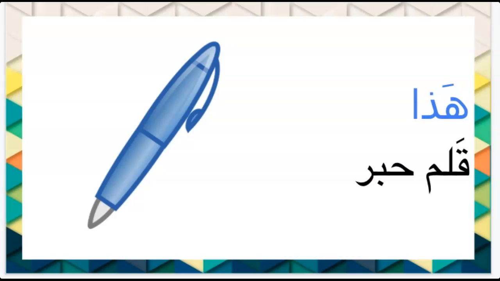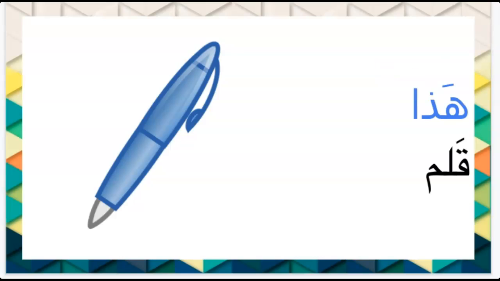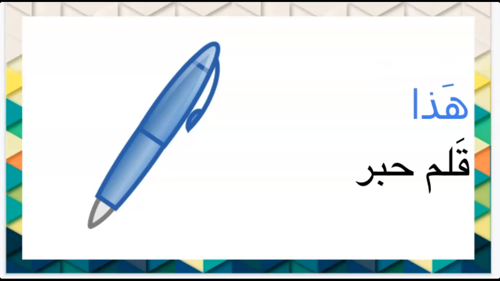Whether you say ما هذا and you just say هذا قلم and you don't want to go into details, or you say ما هذا and you go into details, هذا قلم حبر, either way, they're both correct.